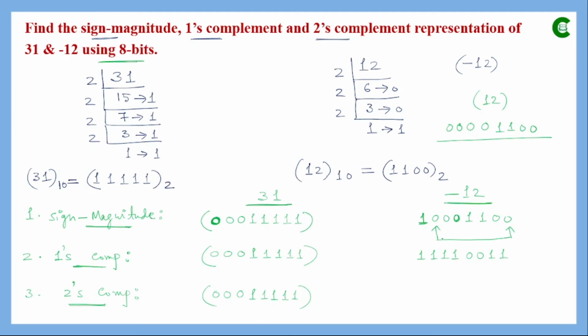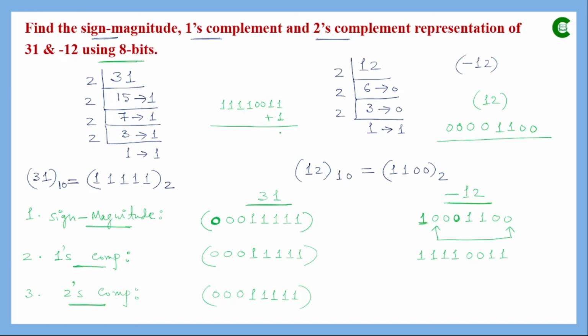But if we represent a negative number, now if it is minus 12, what we have to do is, with the 1's complement value, we have to add 1. So it will be first 4 ones, then 0 0, then 1 1, and then with that we will add 1 to get the 2's complement value.